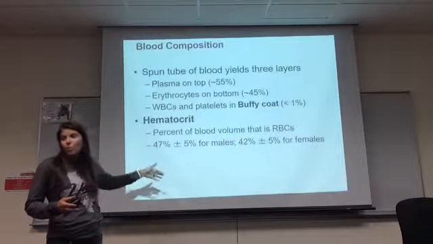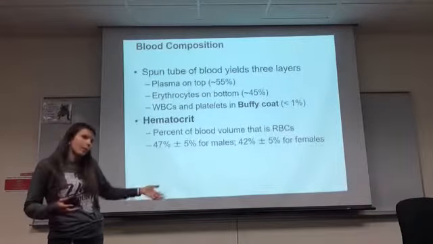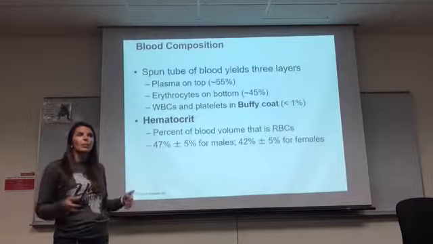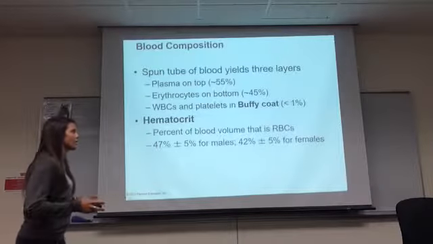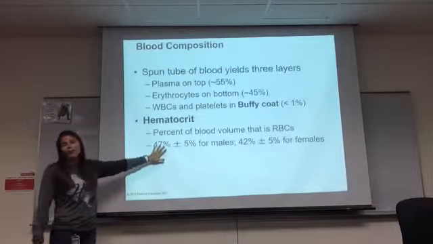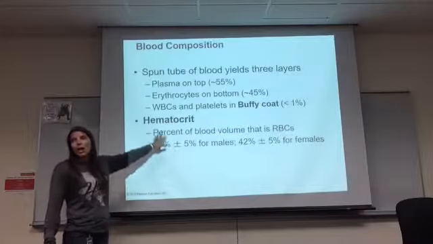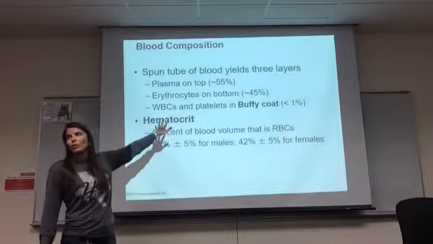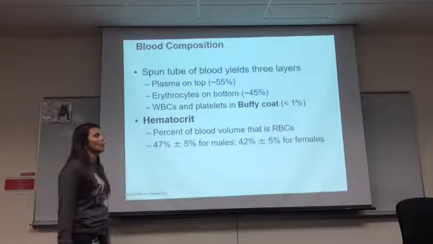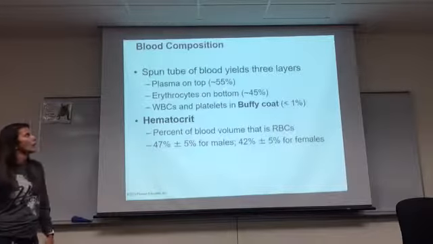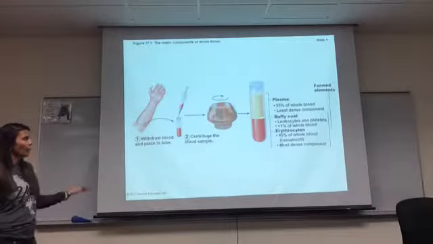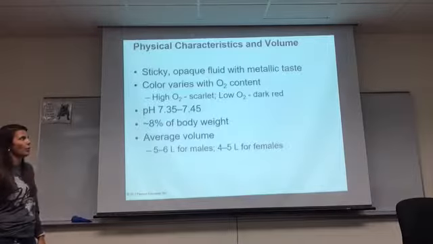In general, men have a higher hematocrit level than females. That doesn't mean it's always the case, but generally speaking, that's the situation. So 47 plus or minus 5% of the blood composition for males should be red blood cells, and 42, which is a little bit lower, for females. And you'll hear me reference textbook numbers quite a few times.